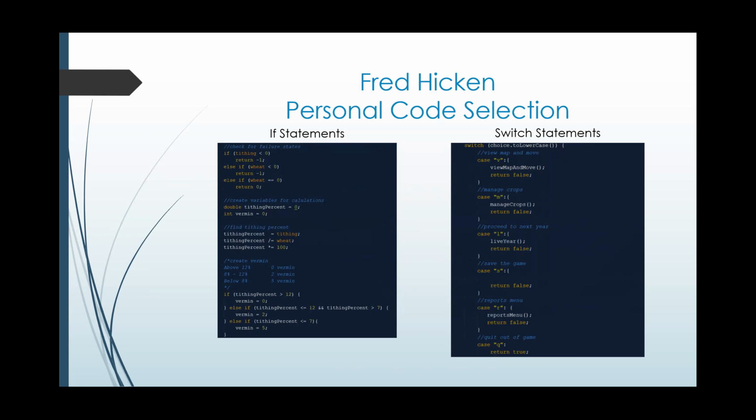You can also see I use an if statement here for the tithing percent to generate the vermin, because I didn't want to generate an upside down switch statement. Though possible, it's a little bit harder to read and doesn't really save anything.